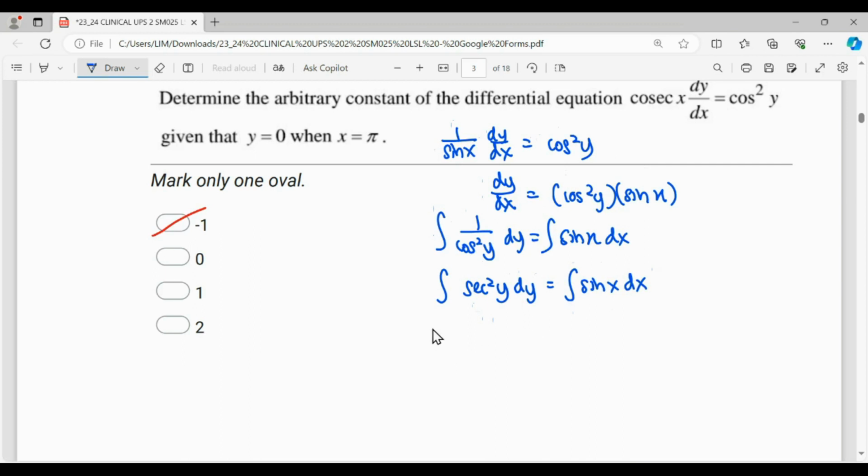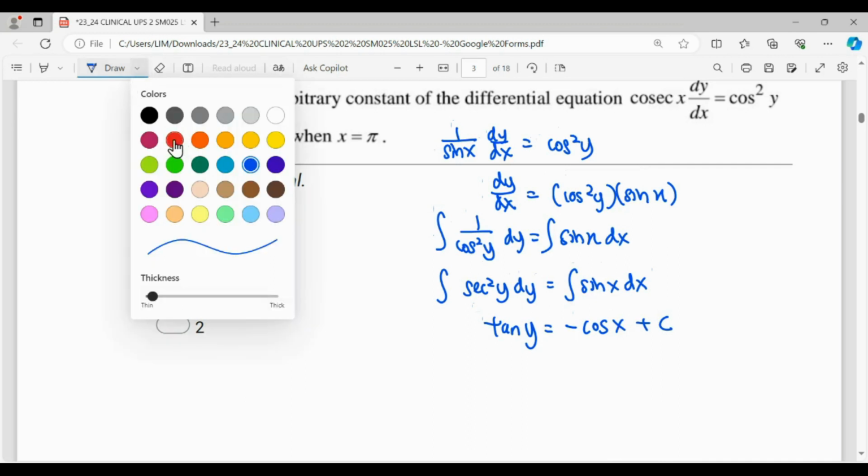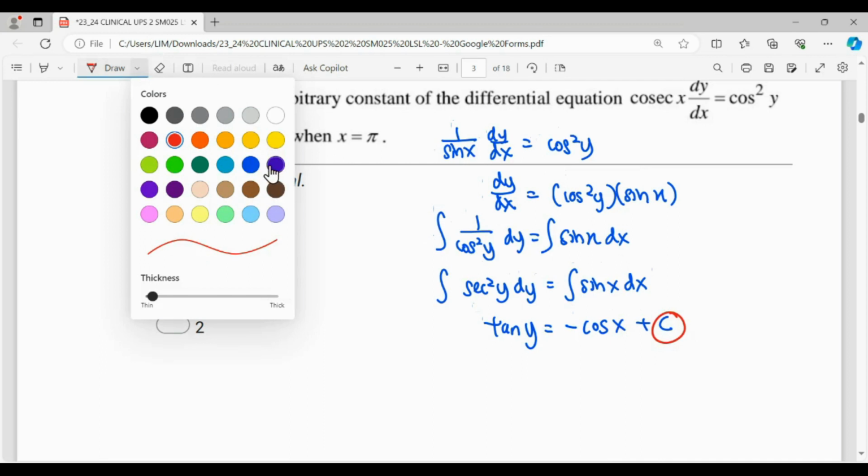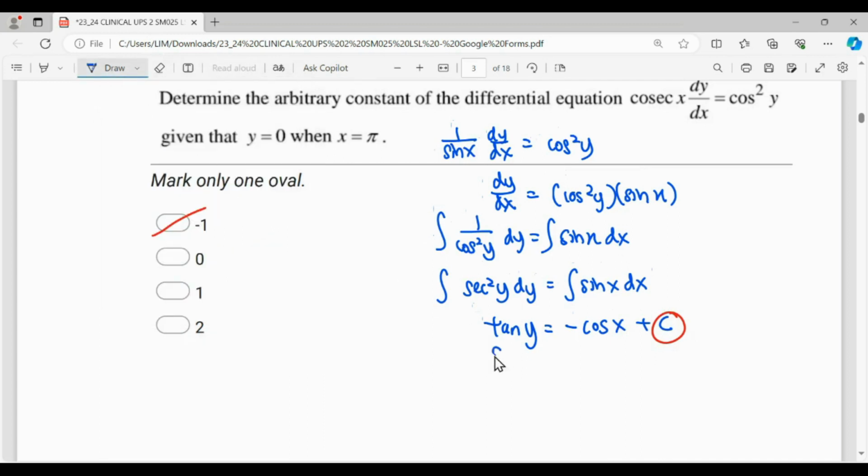So integrate secant squared. Our formula gives us back the answer tangent y. Integrate sine x, it gives us negative cos x, then plus c. So the constant here is referred to as c. Then we substitute where x equals pi and y equals 0.